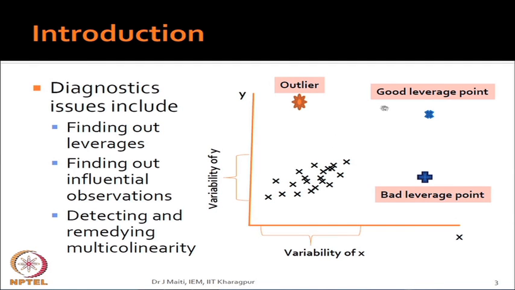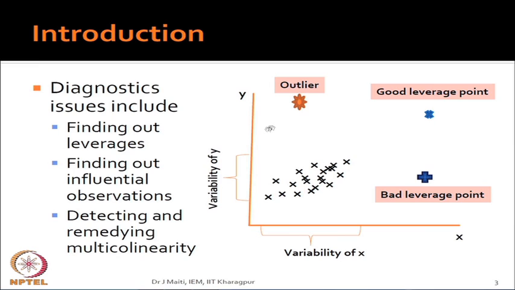Now, you see this figure. It is a scatter plot between y and x, and if you see the majority of the data points, they are scattered around this ellipse. If we consider the mass of the points, then this is the variability of y, this is the range where y varies, and this side is the variability of x with respect to the mass of the data points.